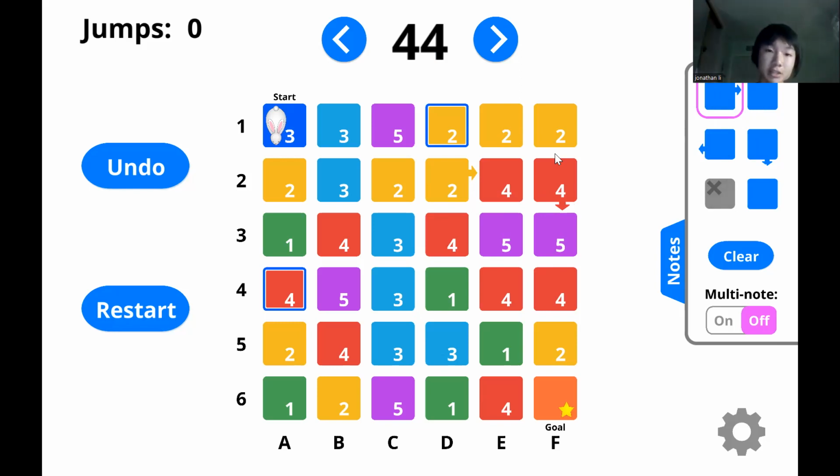Now I can think back again. What would allow us to get to the 2? I think a 3, but there's actually no 3 that can possibly get there. No, the 3 on D5, I think. Yeah, the one on the bottom. Got it.